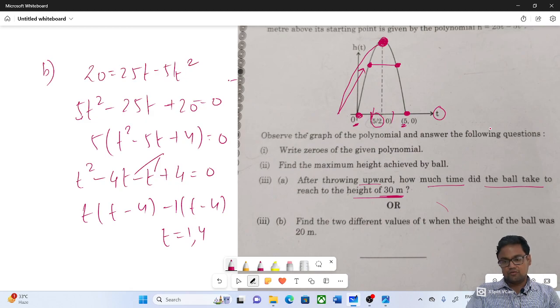So children, that is it, and this is how we have solved this paper. It was so simple that you could have easily done it in 2 hours, and the leftover 1 hour could be used for proper revision, so that you could not afford even losing 1 or 2 marks, right?